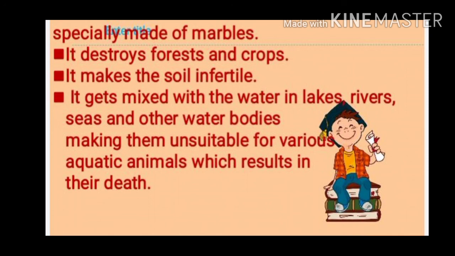Acid rain also destroys forests and crops. It makes the soil infertile. It also gets mixed with the water in the lakes, rivers, seas, and other water bodies, making them unsuitable for various aquatic animals, which results in their death.